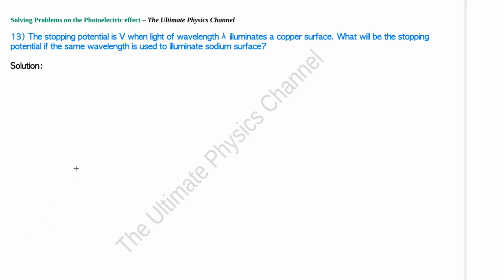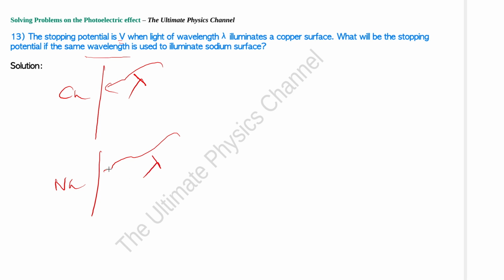The stopping potential is V when light of wavelength lambda illuminates a copper surface. What will be the stopping potential if the same wavelength is used to illuminate a sodium surface? Wavelength is the same in both cases, but these two metals have different work function values. Phi Cu, let's call that, and phi Na here. So what will be the stopping potential? Because the stopping potential Vs for copper is different from Vs for sodium, right?